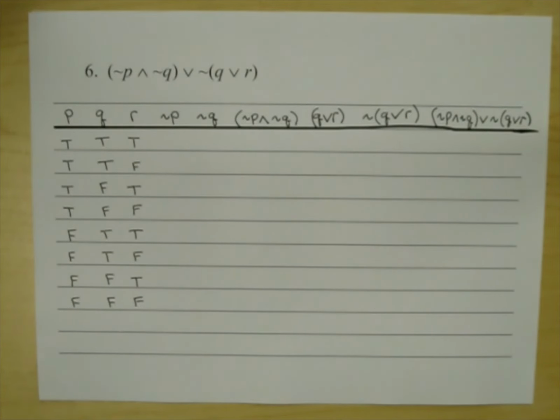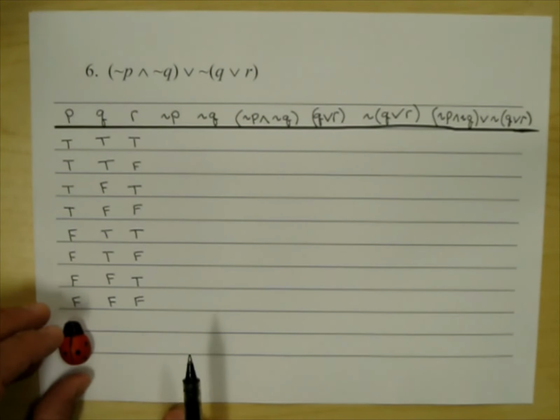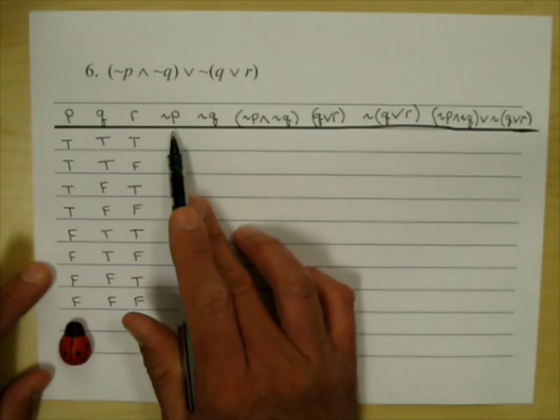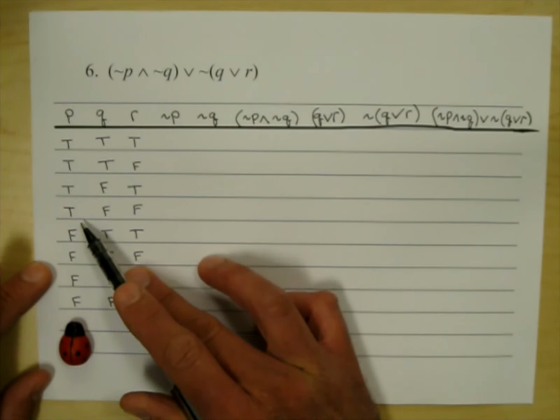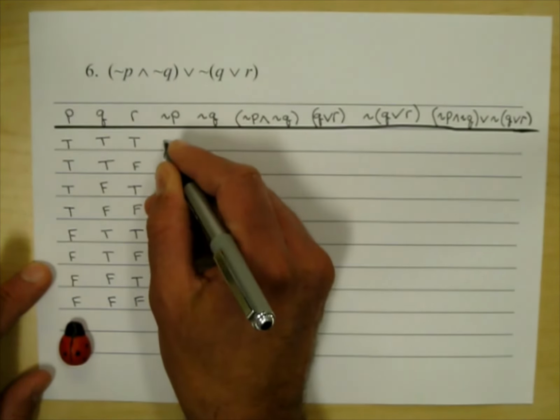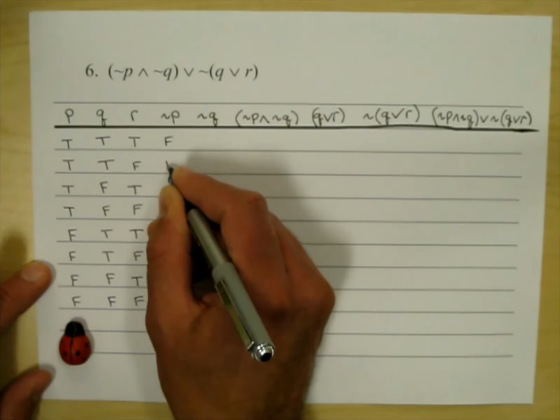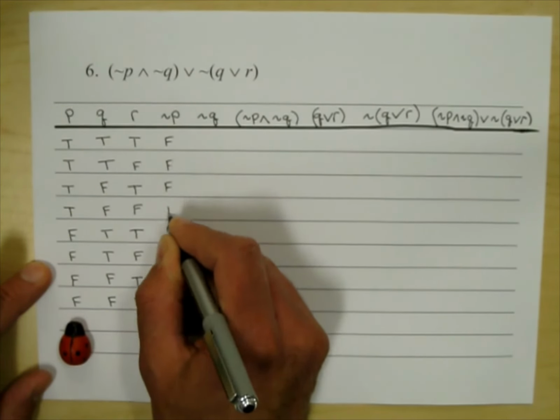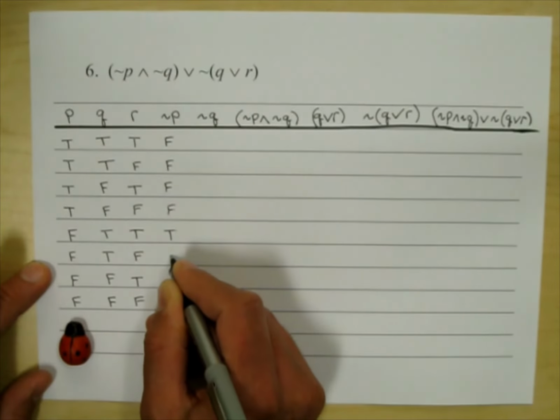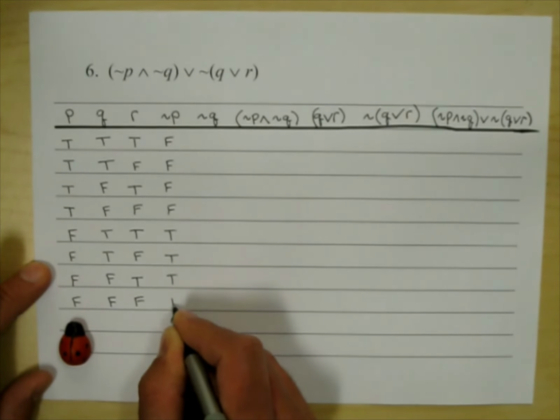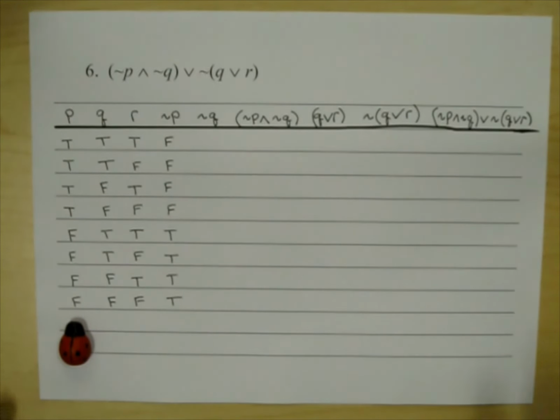I'm going to use the bugs and we're going to get through this quickly. We're going to do negation P, which was 4 trues and 4 falses. And once again, we can go false, false, false, false, true, true, true, true. Okay, and that's as exciting as this lecture is going to be.